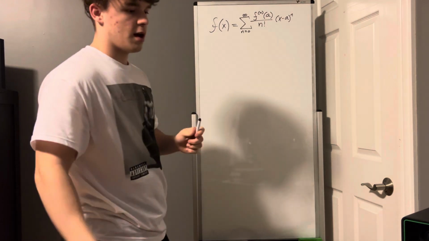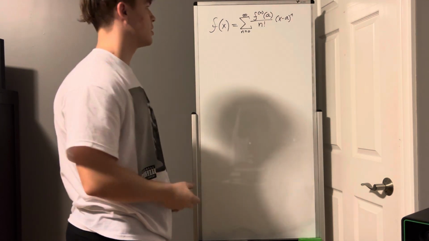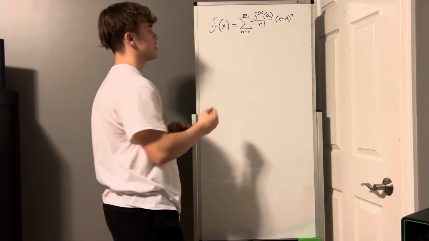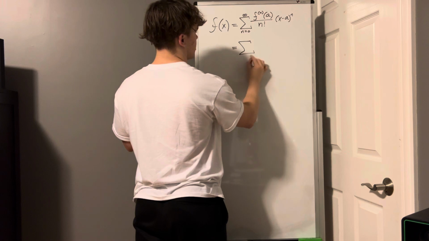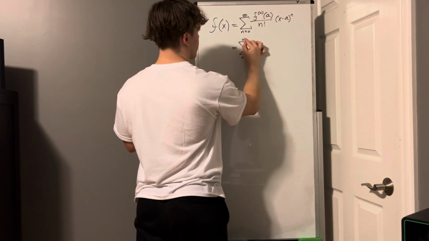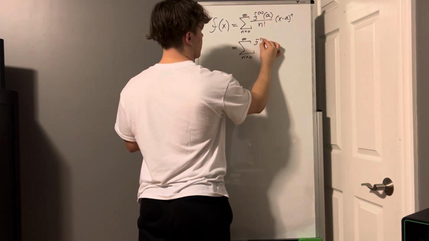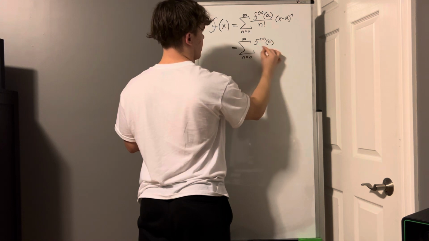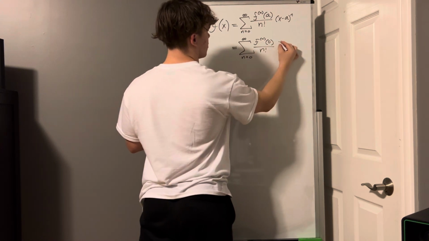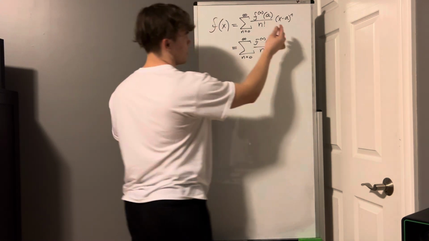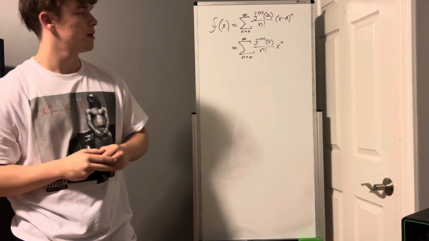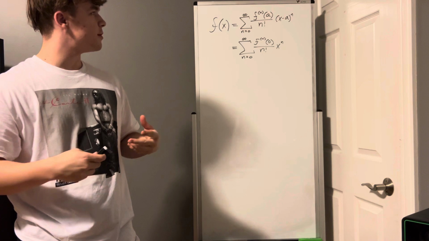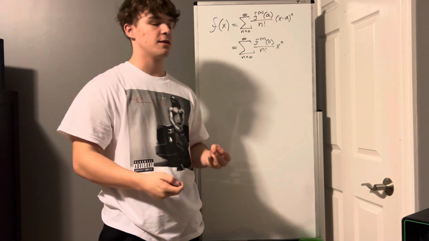And I mentioned Taylor and Mclaurin series at the start of this video. A Mclaurin series is just this, but a is 0. So we get the sum from n equals 0 to infinity of the nth derivative of f evaluated at 0 over n factorial times x to the n, because a is 0. Pretty simple stuff. It might look intimidating, but it's pretty simple.